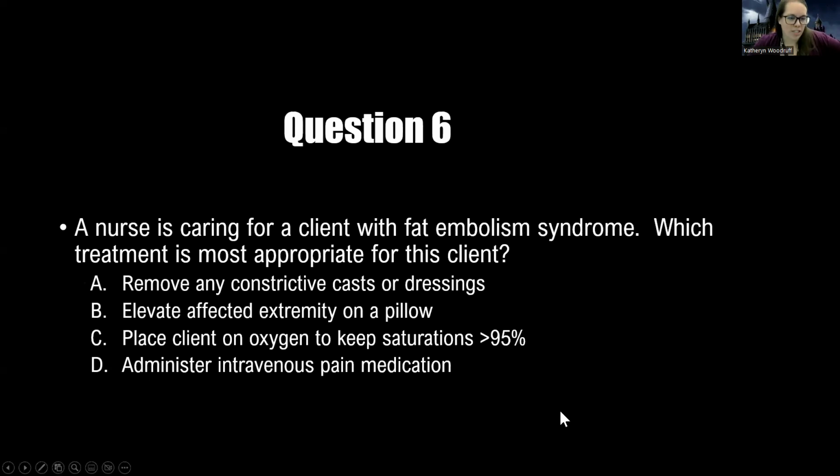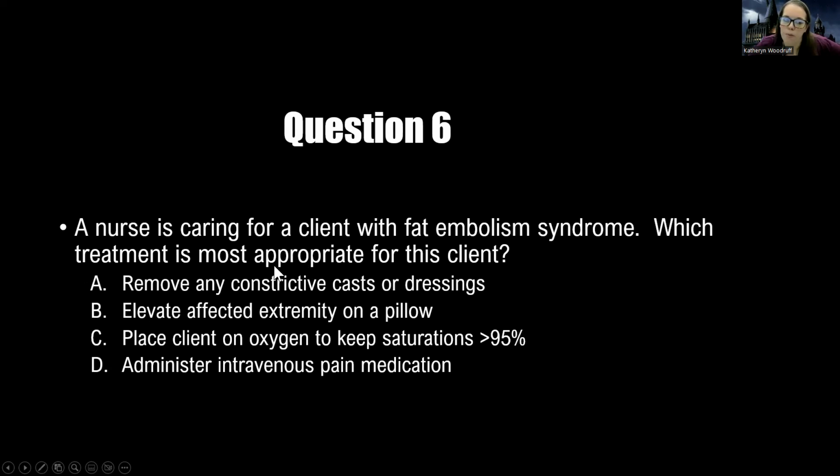So question 6: a nurse is caring for a client with fat embolism syndrome. Which treatment is most appropriate for this client? Again, the word most appropriate. I know I'm a horrible person making these questions, so difficult. They have fat embolism syndrome, which has to do with fractures, and we're trying to see which treatment is most appropriate.